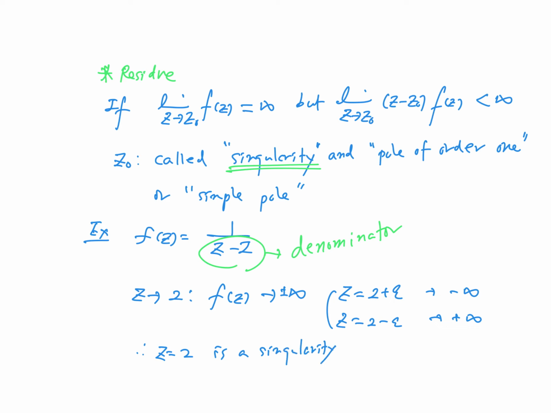However, we can check. When you multiply by z minus 2, what happens? Finite, right? It's simply 1. It's finite. So z equal 2 is a simple pole. And obviously the residue is 1.